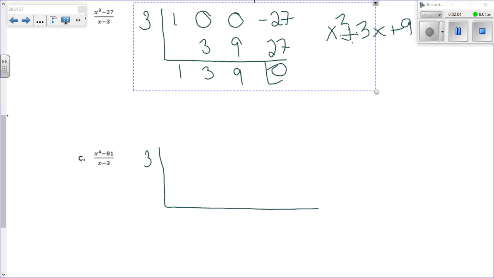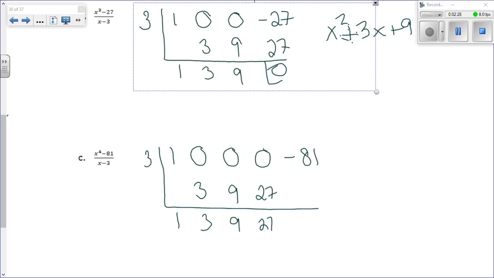And then the next one, again we're still dividing by x minus 3, and it's 1x to the 4th, 0x cubed, 0x squared, 0x, and then negative 81. Bring down the 1. 3 times 1 is 3. 3 plus 0 is 3. 3 times 3 is 9. 0 plus 9 is 9. 3 times 9 is 27. 0 plus 27 is 27. 3 times 27 is 81. Therefore, it's 0. So my answer is x to the 4th plus 3x cubed plus 9x squared plus 27.